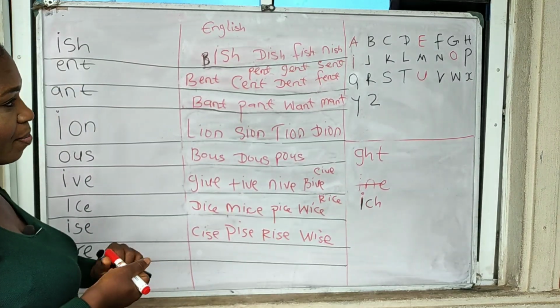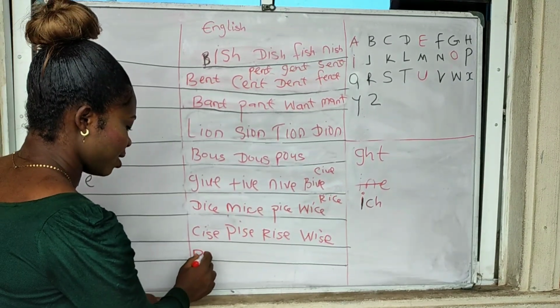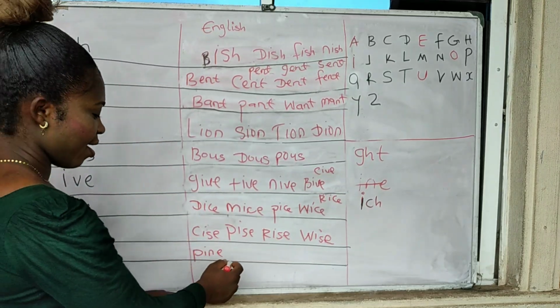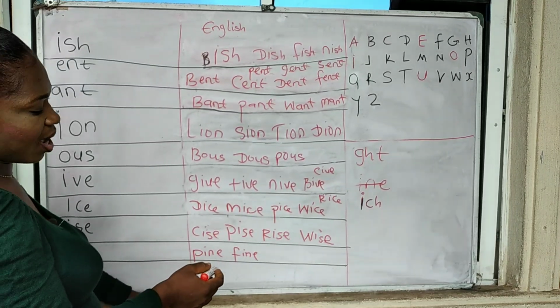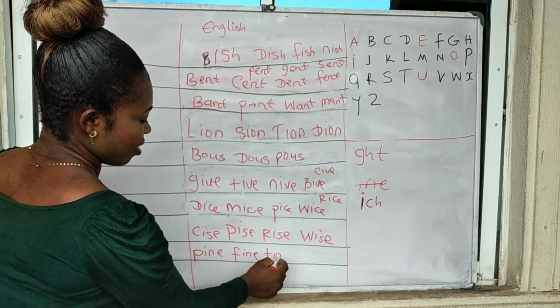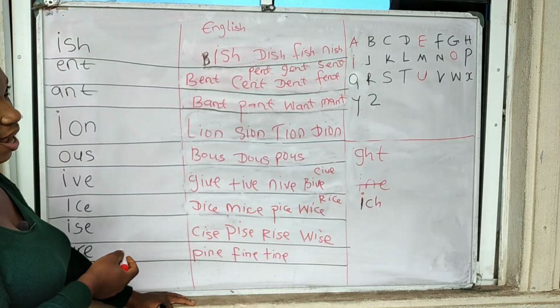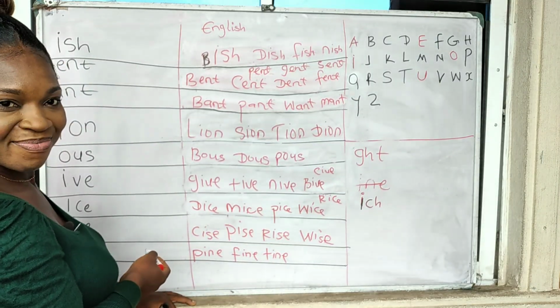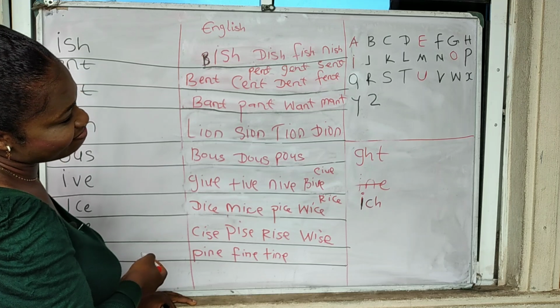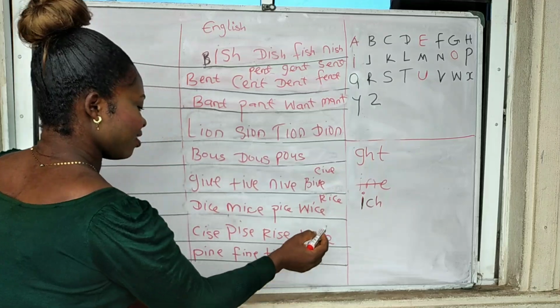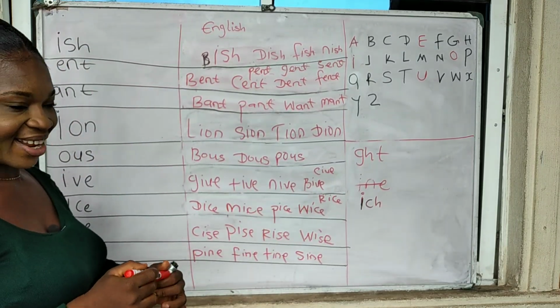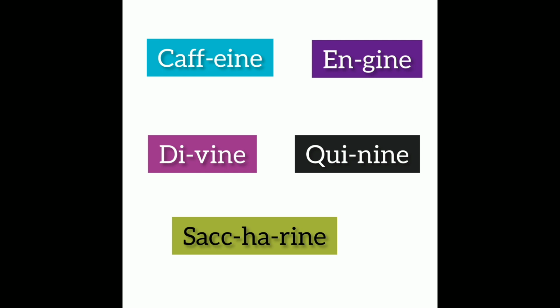So you have maybe p, you add p, it becomes pine. You have f here, it becomes fine. You decide to add t here, it becomes time. What should we add, right? Let's say s, it becomes sign. And every other thing you decide, you add it right here. So I have these words like caffeine, engine, divine, quinine, saccharin.